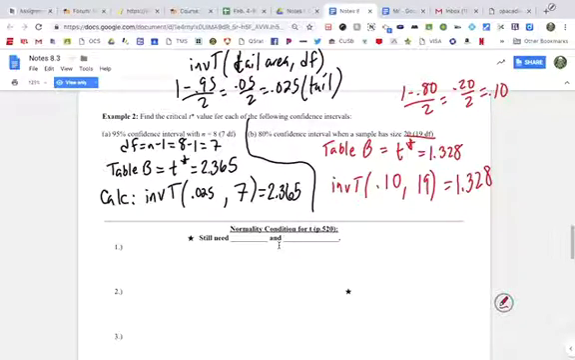All right. Normal condition for t. You still need random, and you still need the 10% condition. Now, you can actually do this with less than 30, so we're looking at 3 different ways. If n is less than 15, if 15... Okay, so there are 3 different conditions.